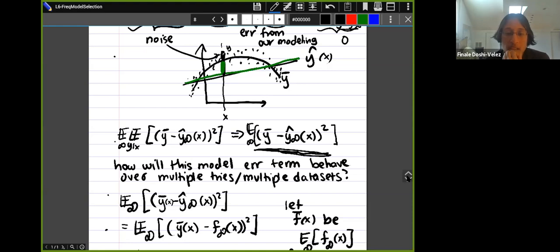I think maybe now that I'm re-looking at it, we should have just introduced the D's from the beginning and not said, let's analyze this term later. So let's try it this way. There's two sources of error. There's the noise in the world, and then there's the noise of which particular data set you happen to get.